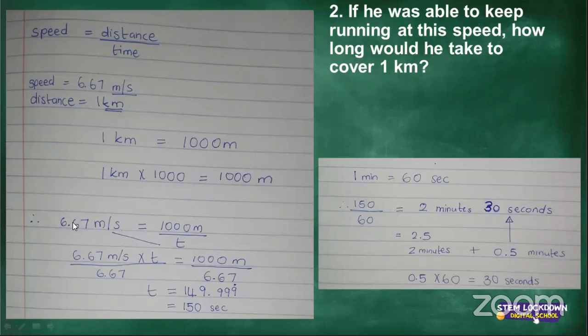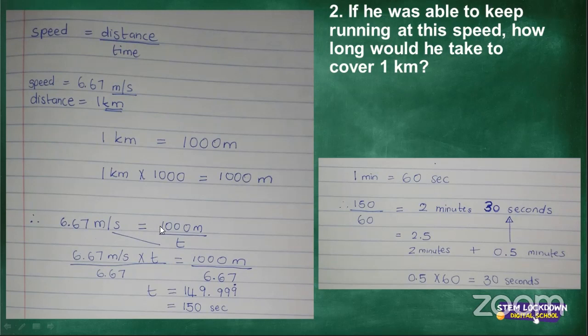So speed is 6.67 meters per second. Our distance that we are calculating is 1,000 meters divided by the time. The rate is always on the left, and then equal sign, it's the other values we are comparing, the two quantities we are comparing, which is the distance and the time. Then to get our answer, it's the cross multiplication once again.